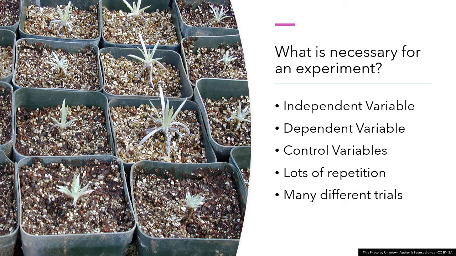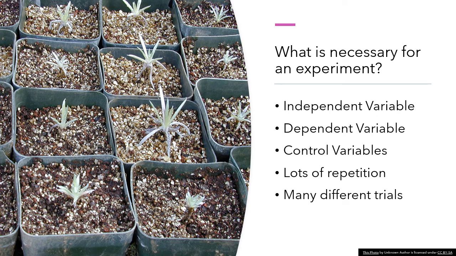So why are these plants here? Well, maybe the independent variable is the type of soil additive we're going to use in these plants, right? We want to give them a certain type of fertilizer to see which ones grow faster. Okay, so the dependent variable might be how high they grow, how big they get, how quickly that happens.